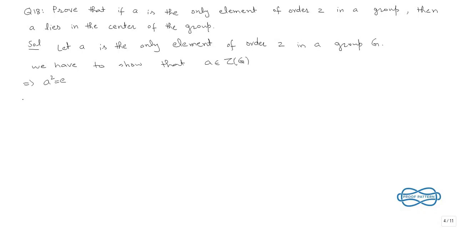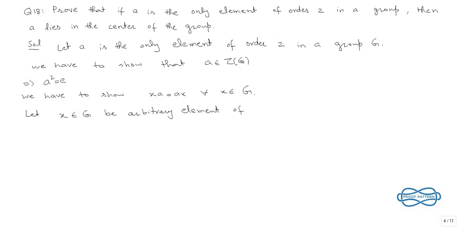Now we have to show that x a is equal to a x for all x belonging to G. Alright, now let x belonging to G be an arbitrary element of G.